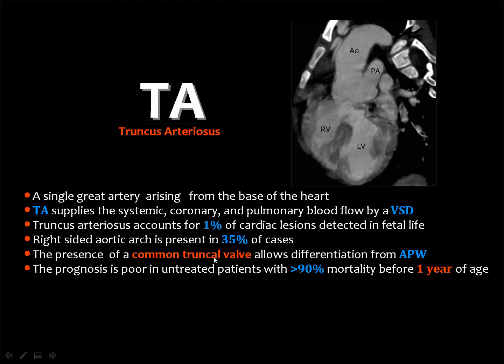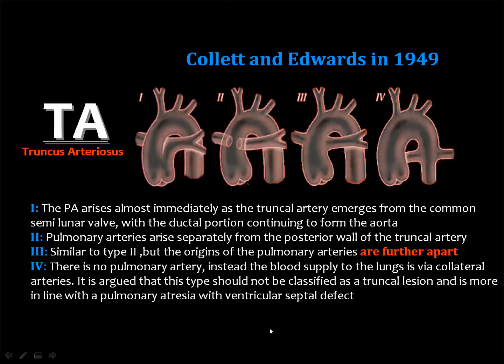There is a common truncal valve, which is different from the aortopulmonary window, where there are two valves, one for each vessel. The prognosis is poor in cases of no treatment, with about or more than 90% mortality before the age of 1 year. There is also a classification for this truncus arteriosus, and you see the difference.